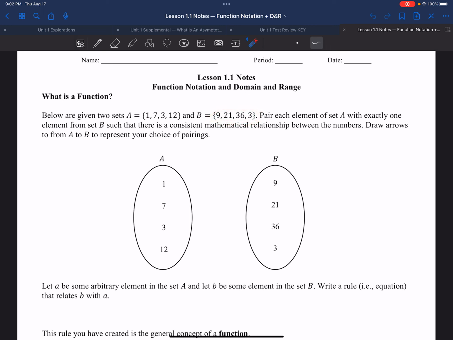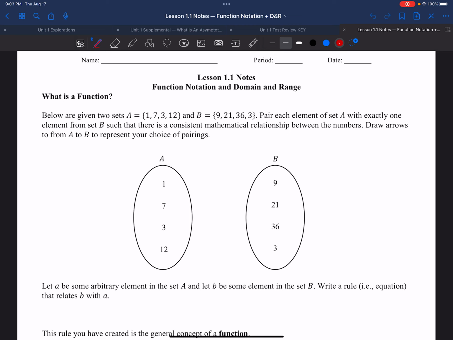And our goal is to pair each element of the set A with exactly one element from the set B, such that we have a consistent mathematical relationship between the numbers. And we'll just draw arrows from A to B to represent our pairings. And so I gave people class time to work through this. If you'd like to pretend like you're in class and try it out for yourself, you're welcome to pause the video and do so. But I'm just going to go ahead and kind of do it.